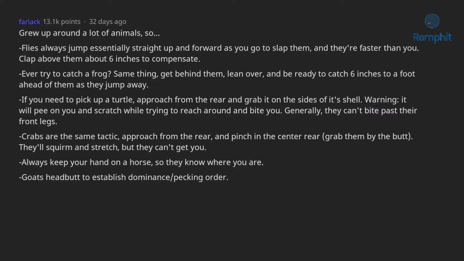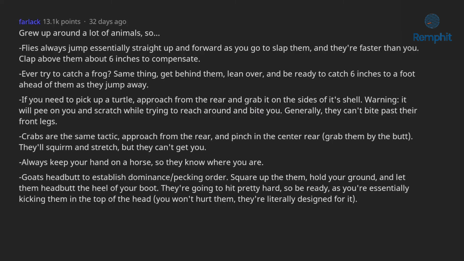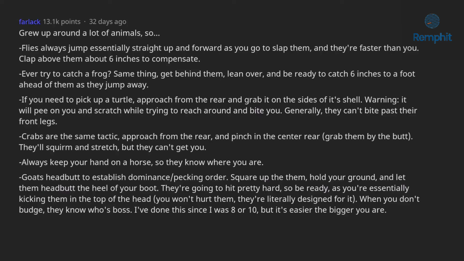Goats headbutt to establish dominance/pecking order. Square up with them, hold your ground, and let them headbutt the heel of your boot. They're going to hit pretty hard, so be ready, as you're essentially kicking them in the top of the head. You won't hurt them. They're literally designed for it. When you don't budge, they know who's boss. I've done this since I was 8 or 10, but it's easier the bigger you are.